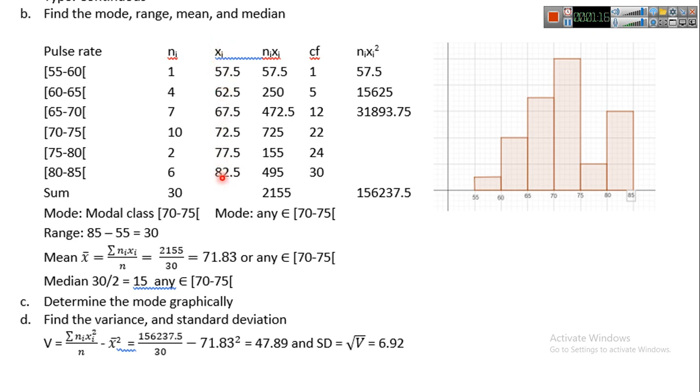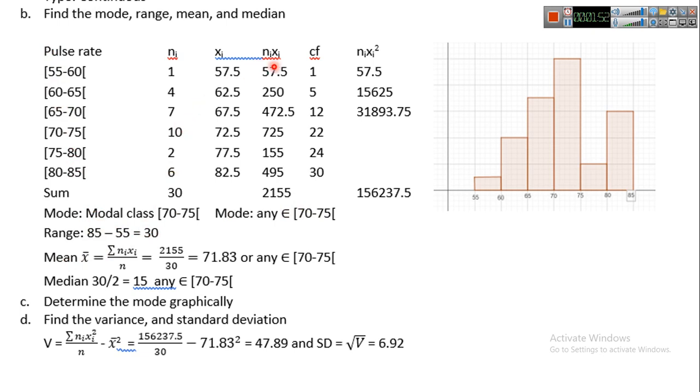We pick xi to be the middle of each interval. For example, from 55 till 60, the middle is 57.5, here 62.5, 67.5, etc. It is an approximation. Okay, the first question is to find the mode. The mode is the most often occurring number. It's between 70 and 75. So this is the modal class, and if you have multiple choice, it is any number between 70 and 75. And the range is 85 minus 55, which is 30.